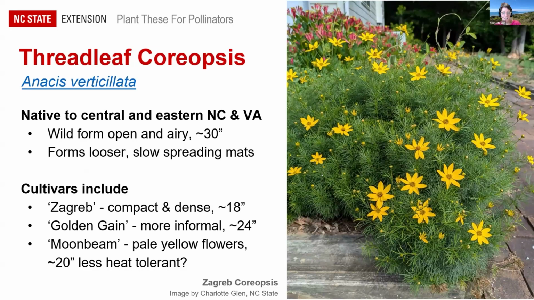So threadleaf Coreopsis itself does occur in North Carolina. It's mostly native to North Carolina and Virginia. The wild form is somewhat open and airy. The one in the picture here is a cultivar or a selected variety. So the wild form, usually if you wanted just the wild species, you'd have to seek that out from a nursery that's specialized in native plants, but it'll grow to about 30 inches tall, maybe a little taller, and it'll be, like I said, just kind of open, airy, kind of wispy looking, but same golden, bright yellow flowers.